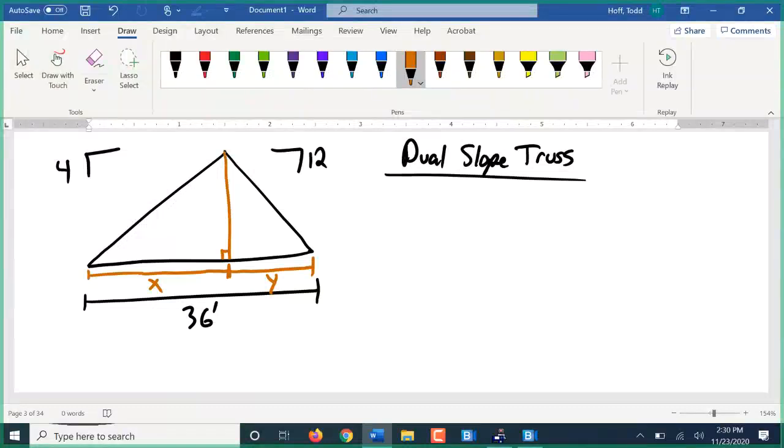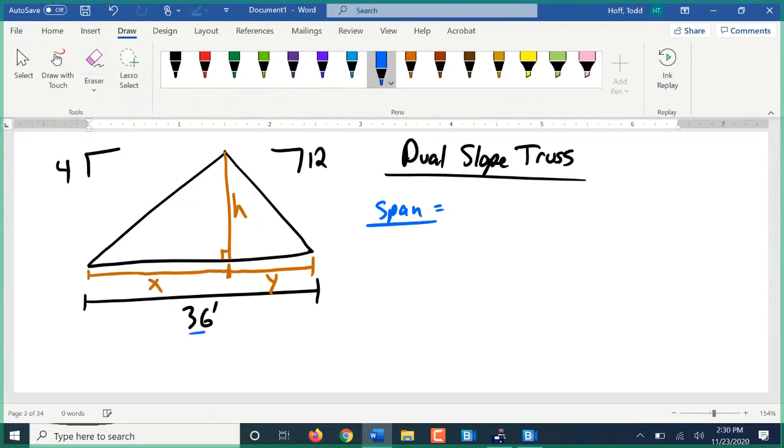To do that, we're going to bring in a third variable, h, which is going to be that height at the peak. The reason we're doing that is because it allows us to do some rearranging. Now, the first equation we see here deals with the span.